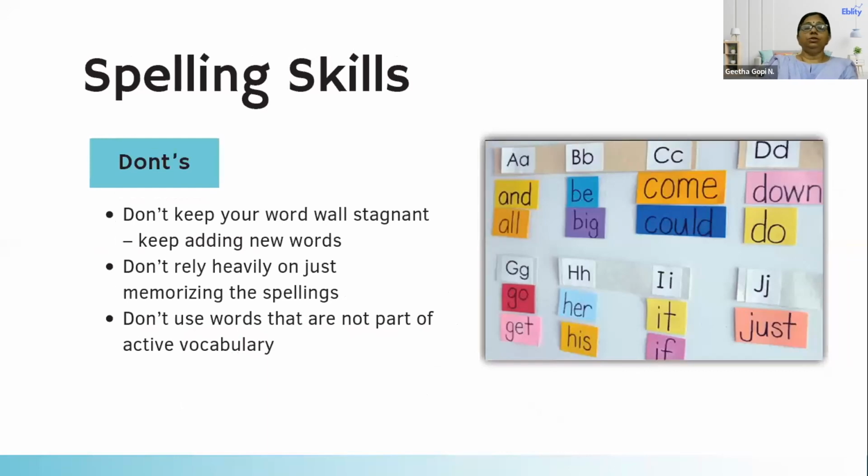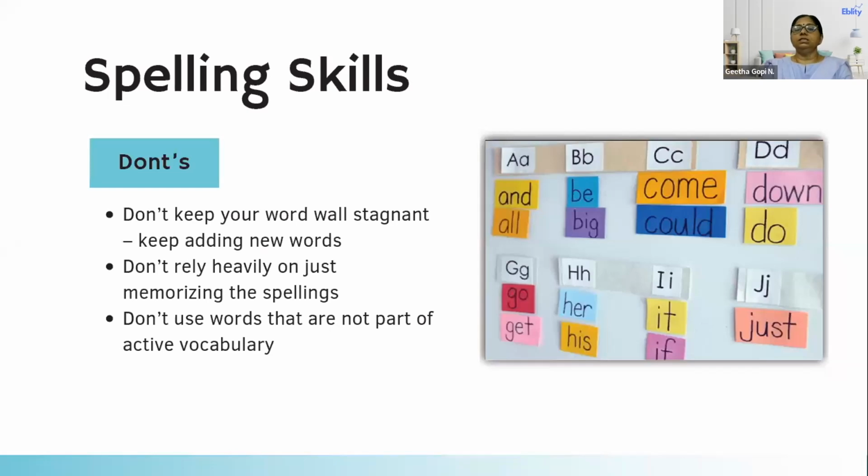What we should not do, try to avoid doing, when we are teaching spelling skills. I've seen a lot of teachers who do have word walls, but they put up all the words right at the beginning of the year itself. Beginning of the academic year, the word wall is all put up, and then it just remains there, stagnant. So students stop noticing it.